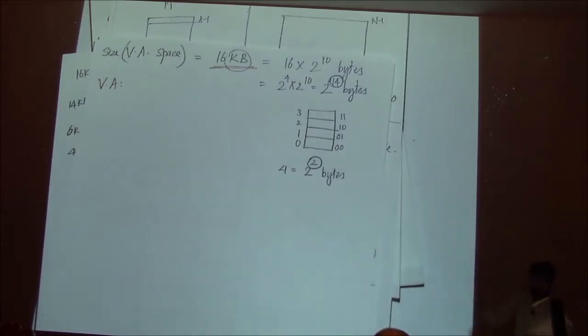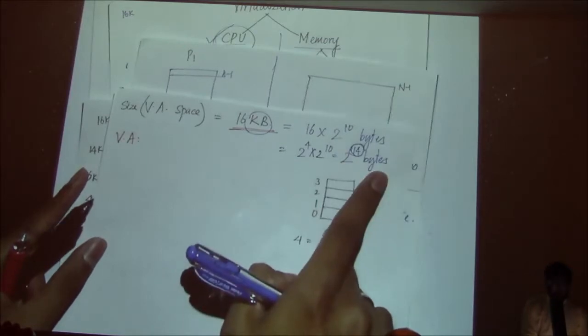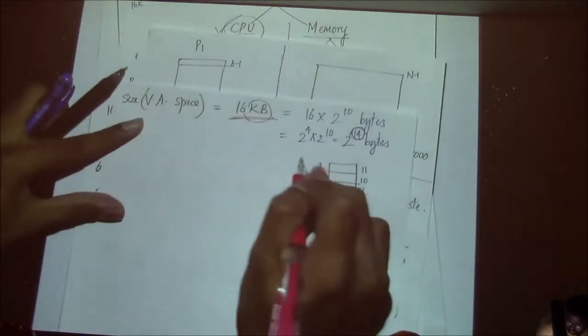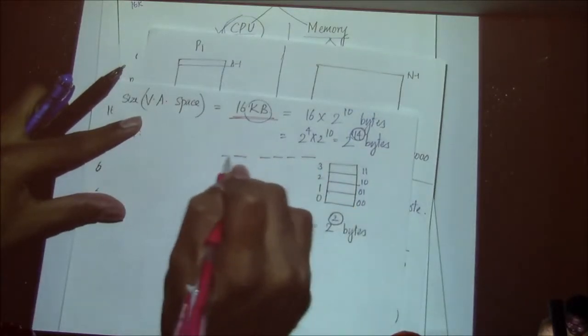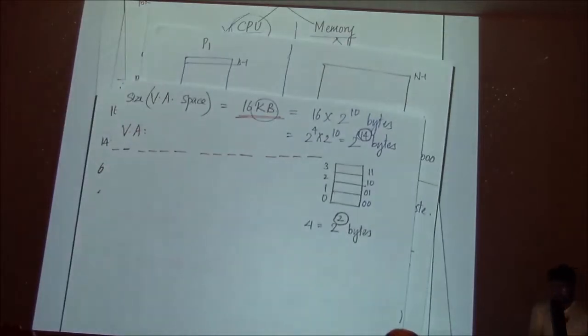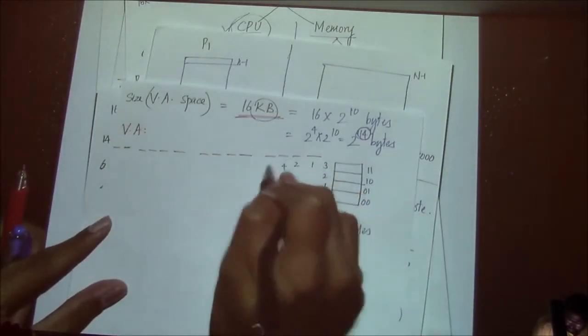In a similar way, if you want to access 16 KB, which is nothing but 2 to the power of 14 bytes, we need 14 bits. We really need 14 bits: 1, 2, 3, 4, 5, 6, 7, 8, 9, 10, 11, 12, 13, 14. Now, the places are 1, 2, 4, 8.